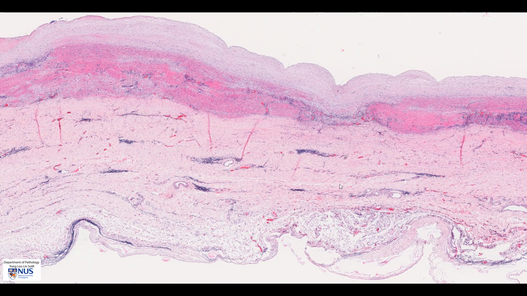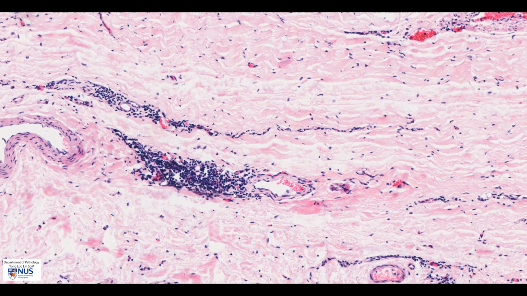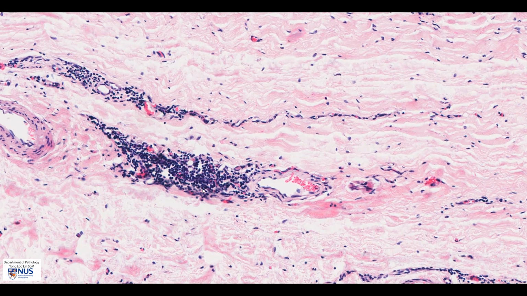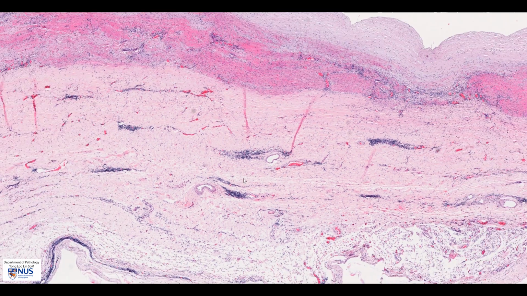In summary, this is an example of syphilitic aortitis. We have the wall of the aorta here with these lymphoplasmacytic infiltrates around blood vessels in the tunica adventitia. These are the vasa vasorum, the blood vessels that actually supply the aortic wall itself.